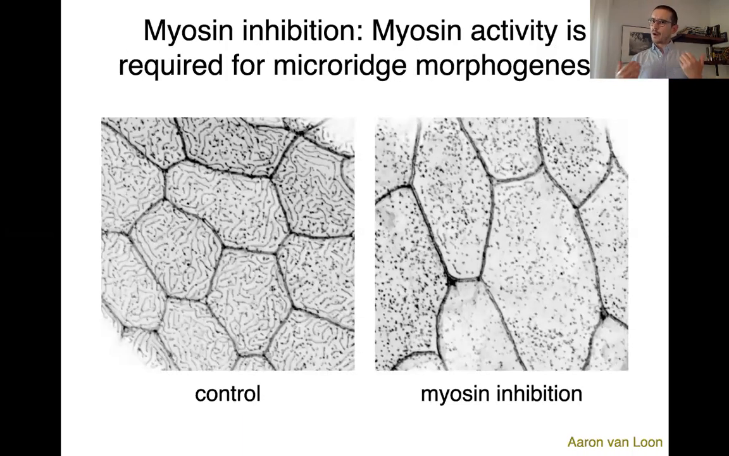We can also use pharmacology to temporally control protein function. So for example, this inhibitor of the motor protein myosin, if we add it on early, we also prevent microridges from forming, telling us that the force-creating activity of myosin is required for microridge formation.